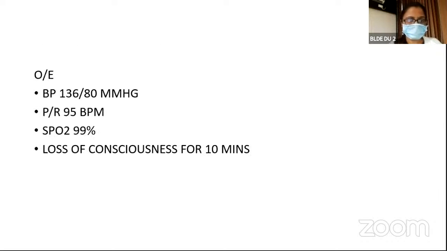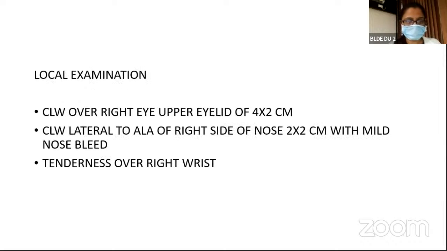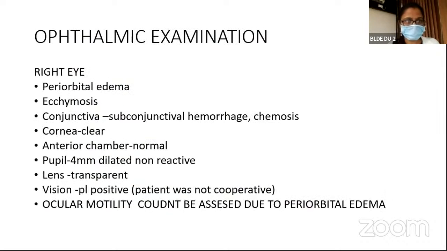On examination, the BP was 136 by 80 mmHg, pulse rate 95, SpO2 99%, and loss of consciousness was there for 10 minutes. Local examination of the patient showed a cut lacerated wound over right eye, upper eyelid of 4 by 2 centimeter, cut lacerated wound lateral to ala of right side of nose 2 by 2 centimeter with mild nose bleed, and there was tenderness over right wrist. This was the patient.